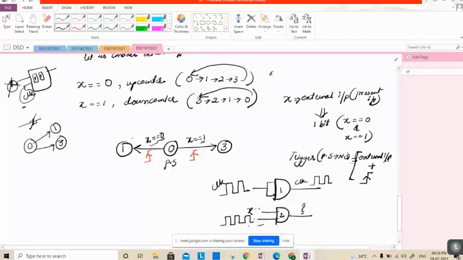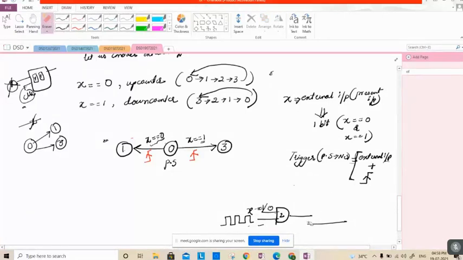If x is equal to 1, what will happen? We'll be getting the same clock. If x is equal to 0, what happens? We'll be getting 0 value. The same is the case here also. We have a clock signal and we have the x value. So whenever x is equal to 0, next state is 1. If x is equal to 1, next state is 3. If you give random values, you will be getting random results. Is it clear? Yes sir. Right. Okay. Nice.